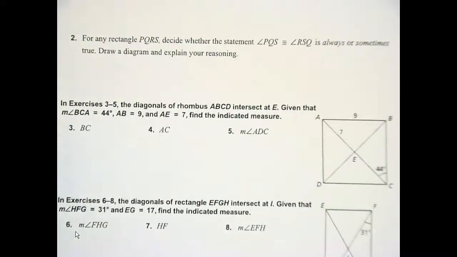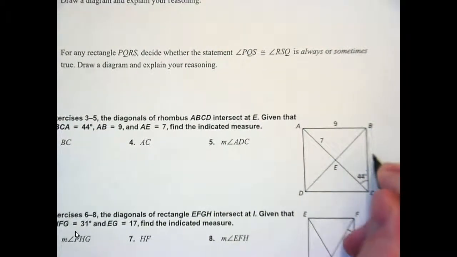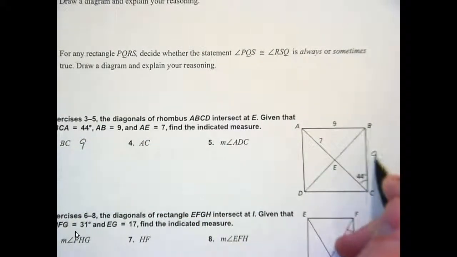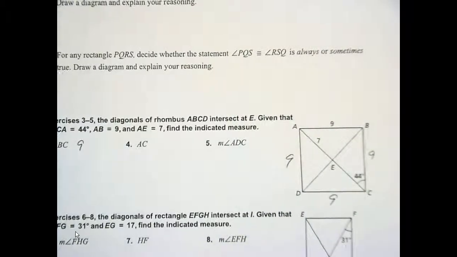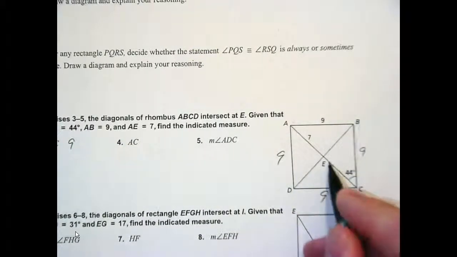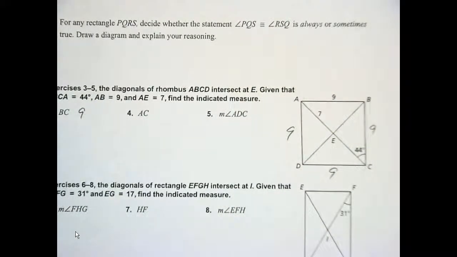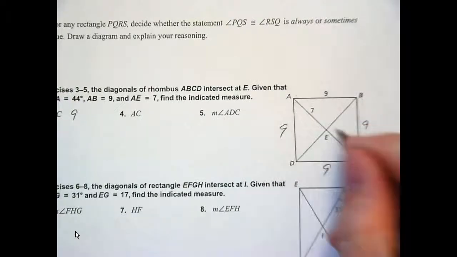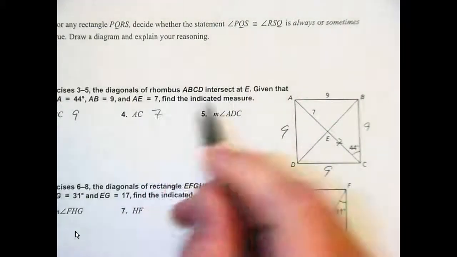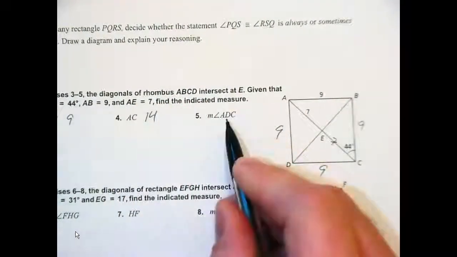Okay, so our diagonals intersect at E. What is BC? 9. How do we know that? Good. It's a rhombus. All sides are congruent. So that's 9, that's 9, that's 9. Okay. What's AC? 14. How do we know that? That part has to be congruent to AE, and then we double that. We get 14. Okay, what's ADC?